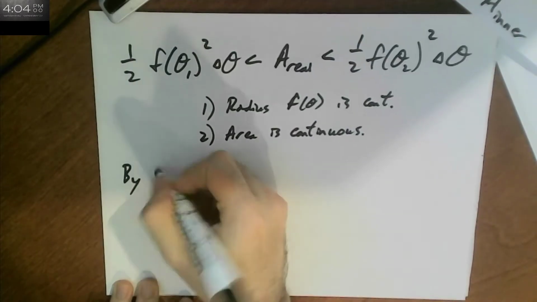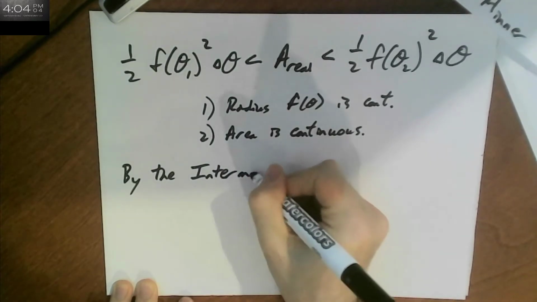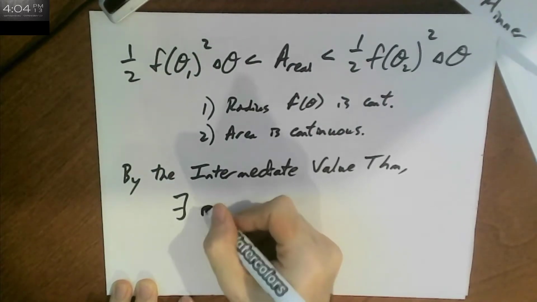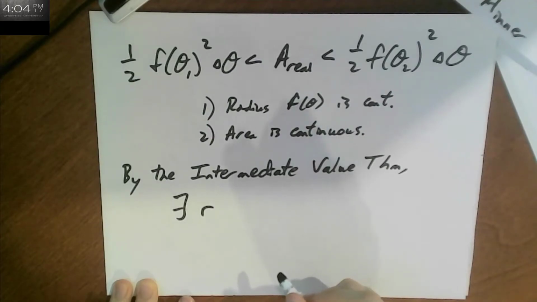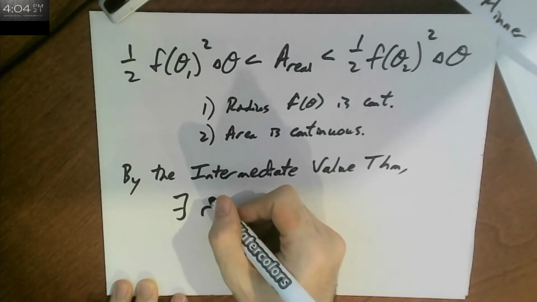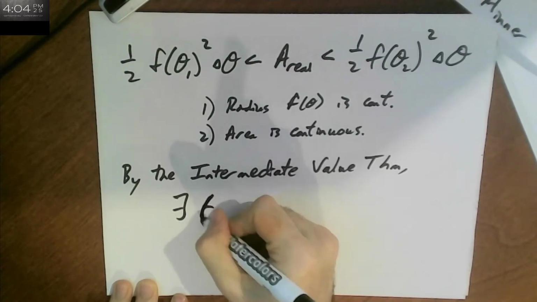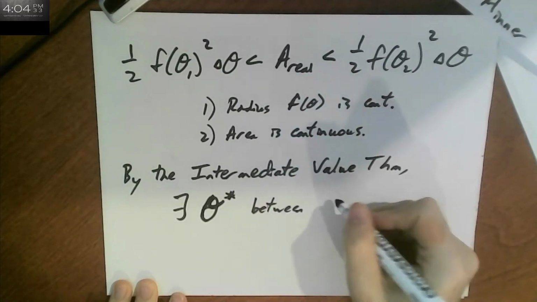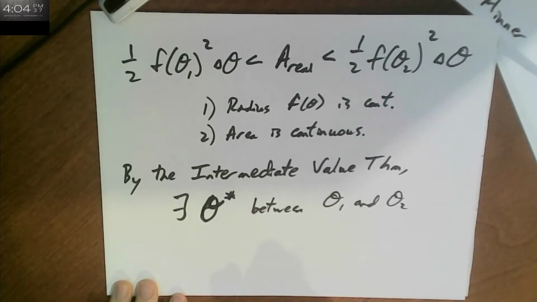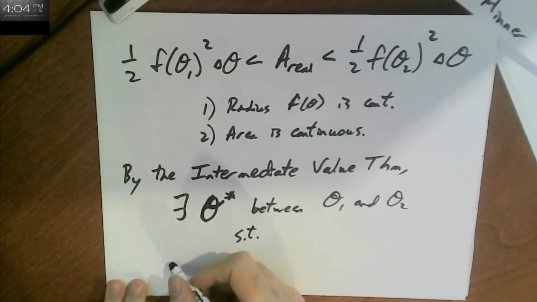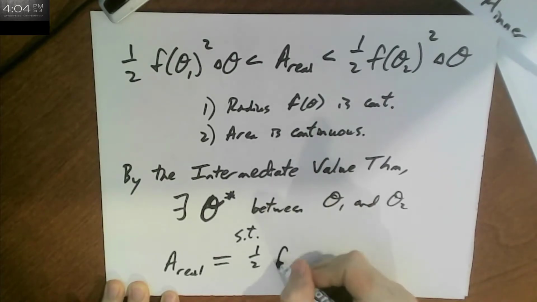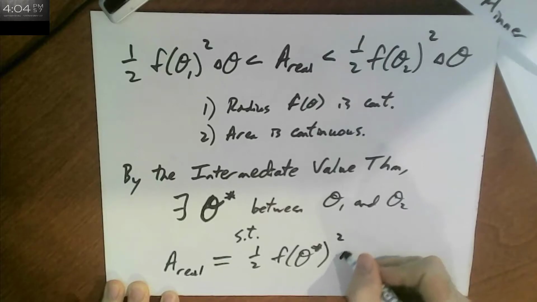And therefore, by the intermediate value theorem, there exists some theta star between theta 1 and theta 2 such that the real area is precisely equal to 1/2 f of that special theta squared delta theta.